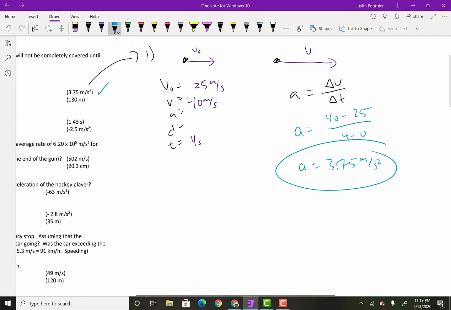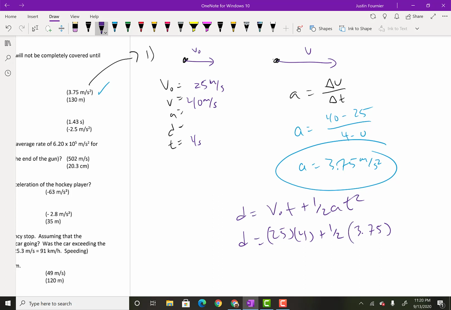Awesome. And next we're going to get our displacement. So to get the displacement, I think I'm going to use d equals v naught t plus 1/2 a t squared. So it's going to be my initial velocity, which is 25, times the time, which is 4, plus 1/2 times the acceleration, which I just found is 3.75, times the time, which is 4 squared. And if I plug all that in, I'll get 130 meters. And that's that right there.